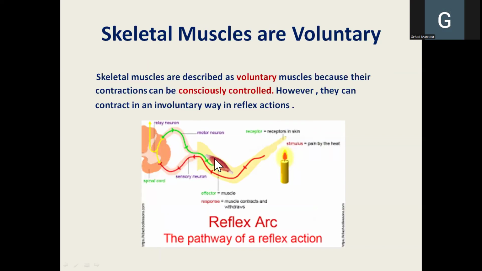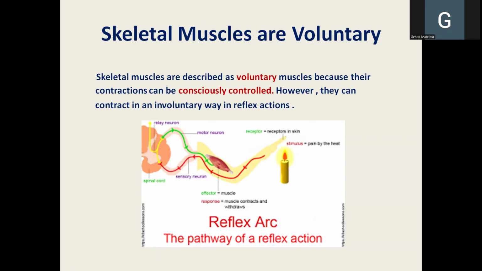Now, as we know, the skeletal muscles, like the biceps muscles, are essentially voluntary, but they might be involved in some involuntary actions, like in case of a reflex action. What is a reflex action? And it's important here to highlight that there is a difference between the term reflex action and the term reflex arc. The reflex arc is the pathway that you see here, the arc that you see here, the pathway of the electric impulse. But the reflex action is the response itself.